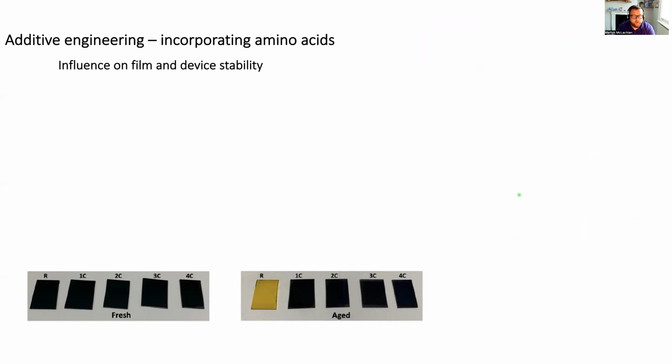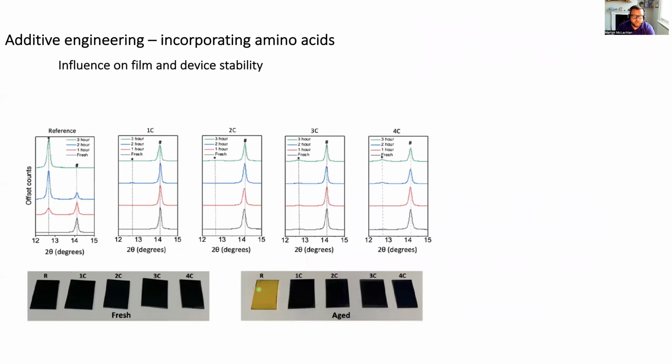So again, here we look at fresh devices on the left-hand side and aged devices on the right. The reference cell indicated by R here, we can see very clearly is different in color. You'll recall I said this yellow color originates from the lead iodide. It's a degradation product, and we can see here just with films that are left in ambient conditions that I'll just look at the reference cell here.